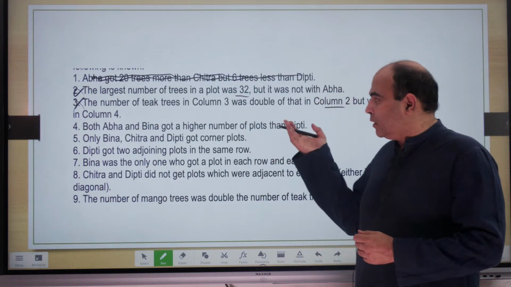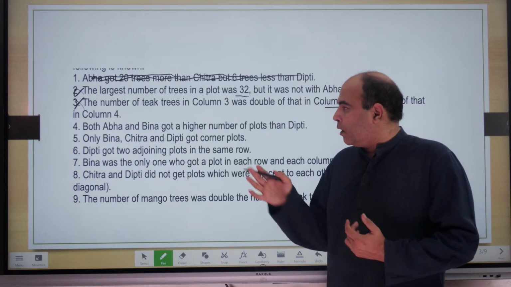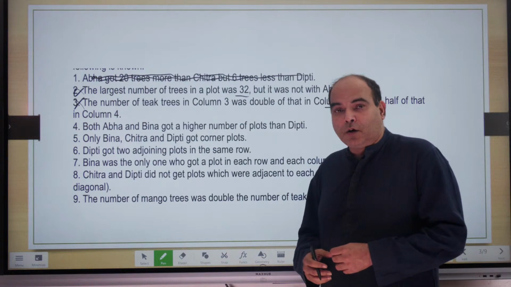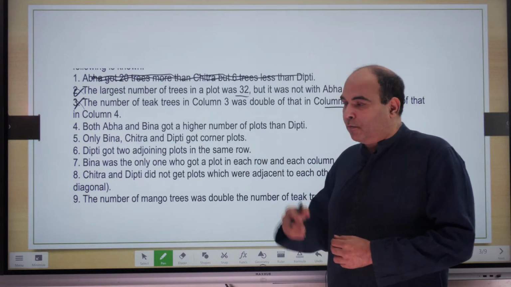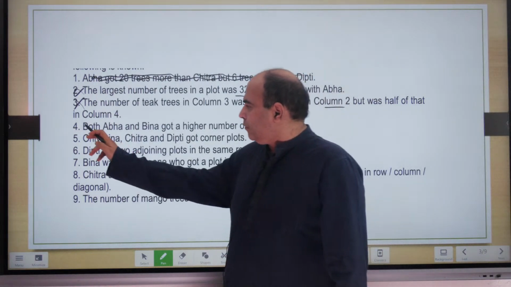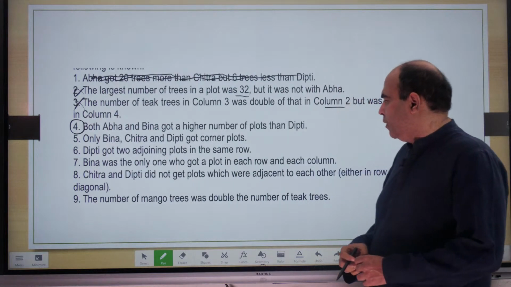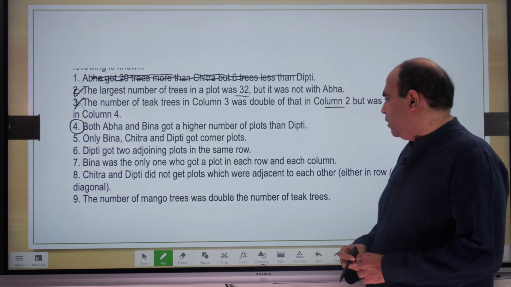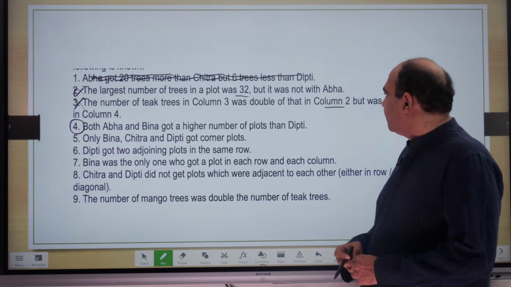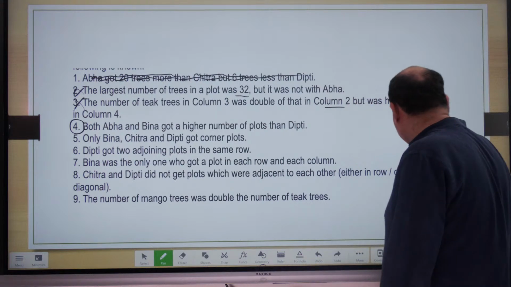So अभी तक तो हम लोग ने सिर्फ clues पे react किया, कुछ नया किया नहीं. We have not done anything more. So till now there's no panic with respect to कि things are going out of control. All the 3 clues we have been able to understand. Now the fourth clue: both Abha and Beena got a higher number of plots than Deepti.